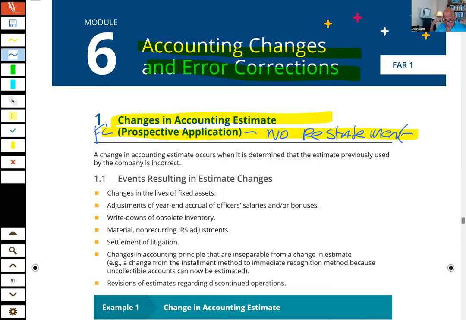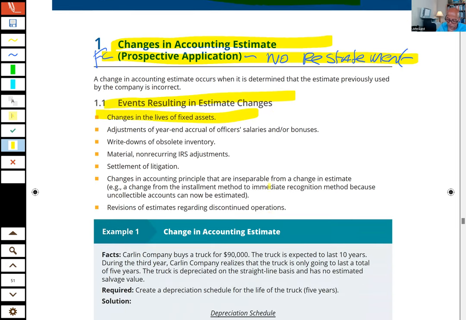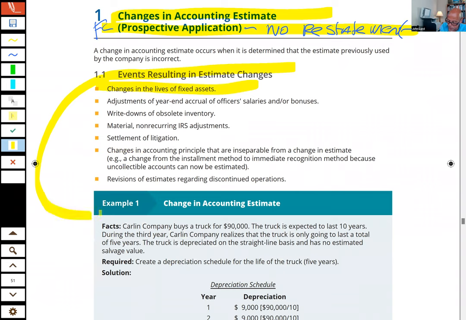So what happens? They tell us, hey, that's too cumbersome. That's not going to benefit users if we have to restate every year. So we handle it prospectively. There is no restatement, okay? Classic example is change in the life of a fixed asset. And this is a nice example, very easy to understand.